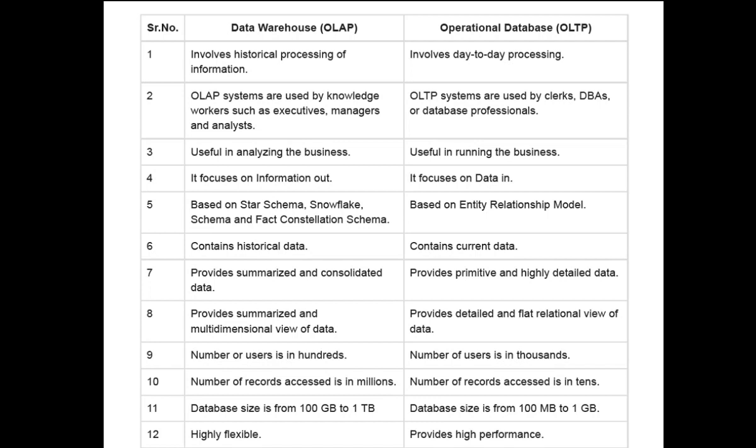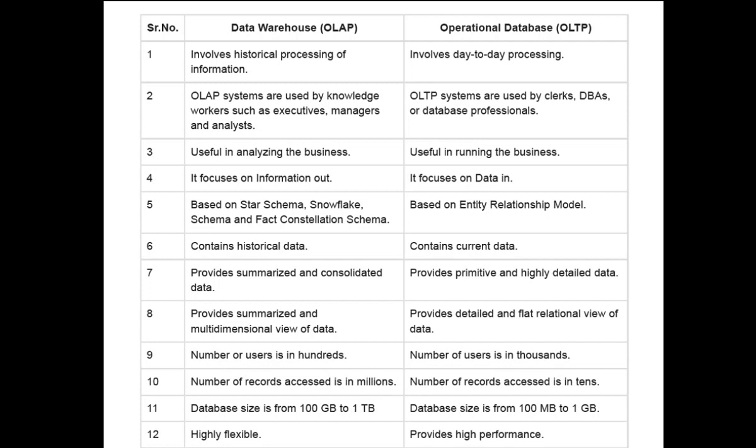When we talk about database size, OLAP grew from 100 GB to maybe 1 TB or more. Today 1 TB is a very small size, so an OLAP server may grow from 1 TB to maybe petabytes and so on, because it contains historical data as well. But in case of OLTP the size is from 100 MB to maybe 1 GB or more. Obviously this is somewhat older data.